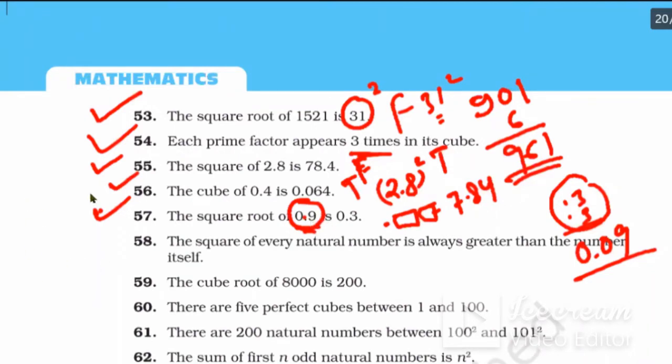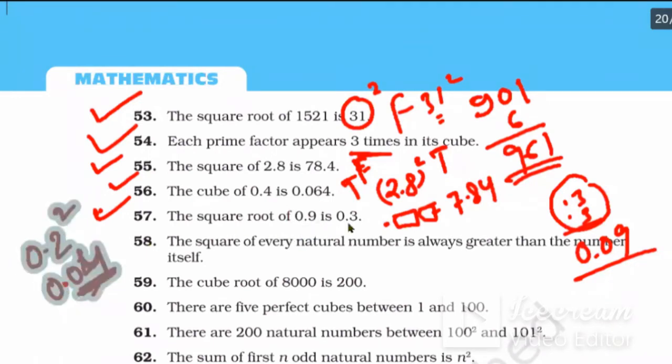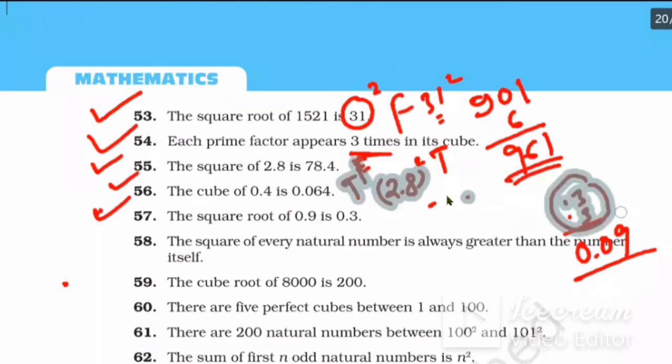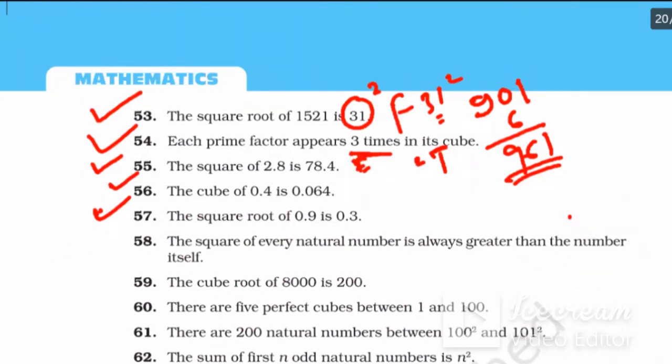If you square any decimal number, you will have two digits after the decimal. After squaring, it will be 0.04. Always you will have two digits after the decimal. So you cannot have a square root of 0.9. You can have, but you cannot calculate it normally. You have to use a calculator for this. Got the point? Samajh aaya?